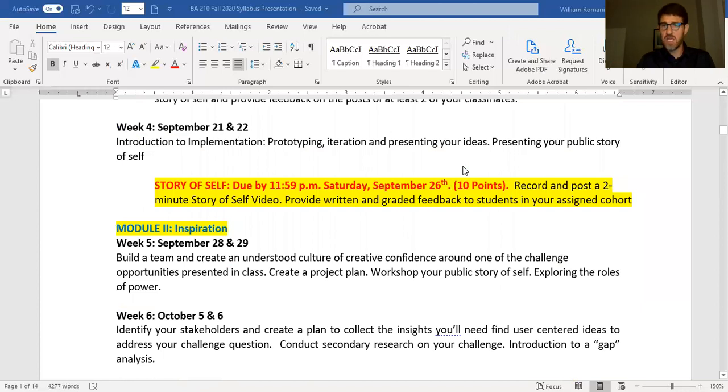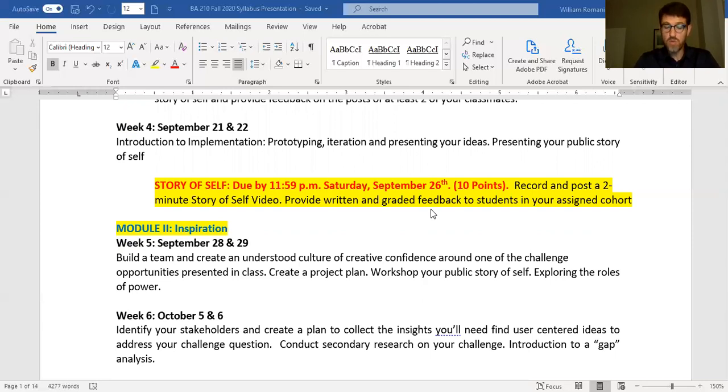As I mentioned, communication is very important, as is reflection. It's a very Ignatian value, so understanding your values and where they come from and how they are going to contribute to the actions that you're going to take. The first major communication piece will be the story of self that's going to be due on September 26th. That takes us to the end of our module of establishing this community of creative competence.